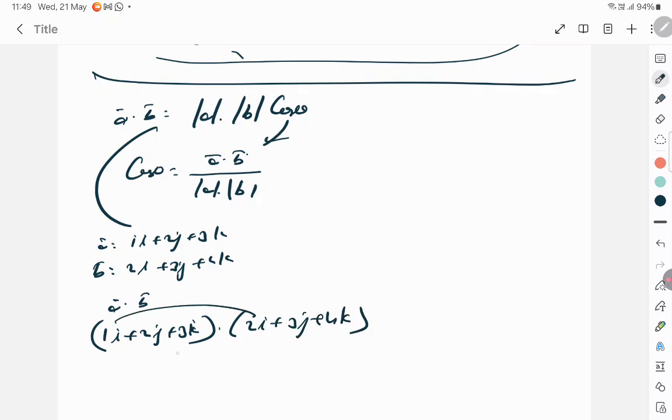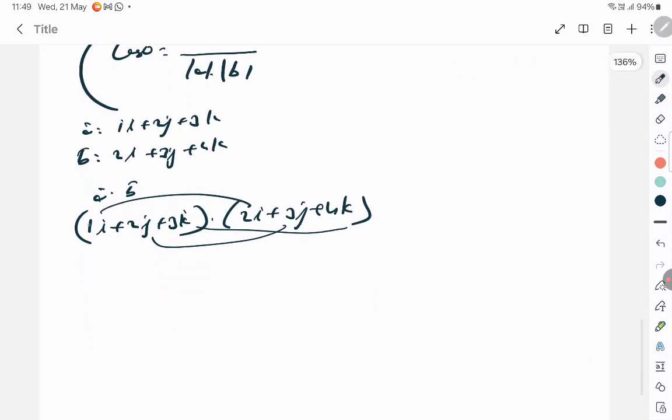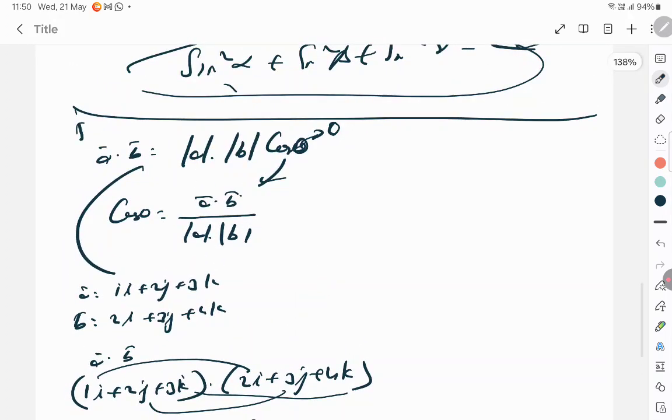While dotting, you can only dot an i and an i, a j and a j, a k and a k, because the angle between i and i is 0 and cos 0 is 1. You can never dot i and j because the angle between them is 90, and cos 90 becomes 0. So therefore, dot i and i: 1 times 2 is 2, 2 times 3 is 6, 3 times 4 is 12. i square, j square, k square are all 1, whose magnitudes are all unity. So then the answer is 20. It's a scalar. It results in a scalar, not a vector. That's why a dot product is also known as a scalar product.